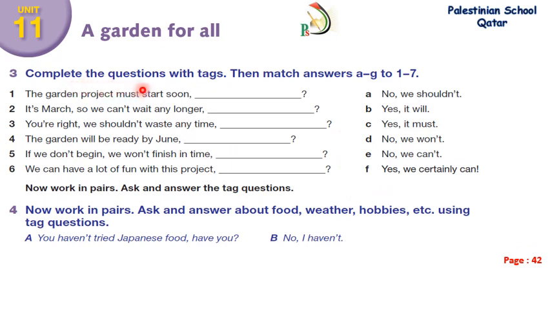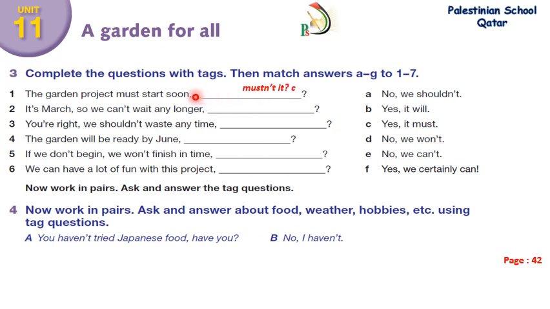Three: Complete the questions with tags. Then match answers A to G to 1 to 7. The garden project must start soon. Did you guess how to complete the question with tags? It's very easy. Try to answer. Open your notebook now and write the answers here. I'm waiting for you.